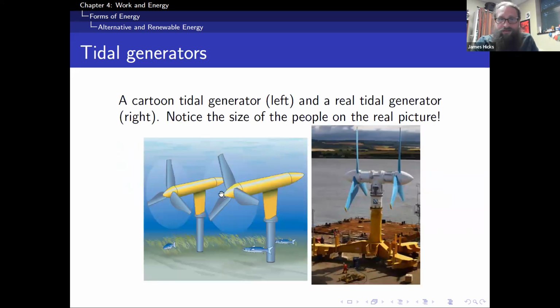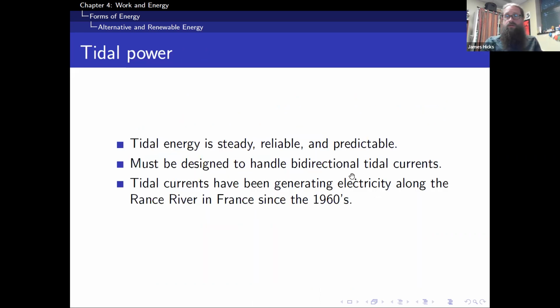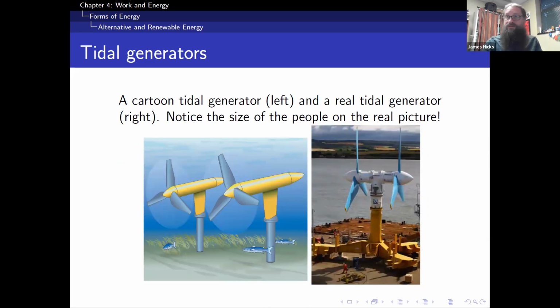So cartoon picture on the left. So two giant propellers in the water. These fish are terribly wrong sized because you can see on the right, here's an actual picture, and these blades are huge. There's a tiny person, or the person down here appears tiny. The blades look like there's one facing each direction because this is bi-directional, to handle currents going in and out. Which to me is a pretty neat idea.